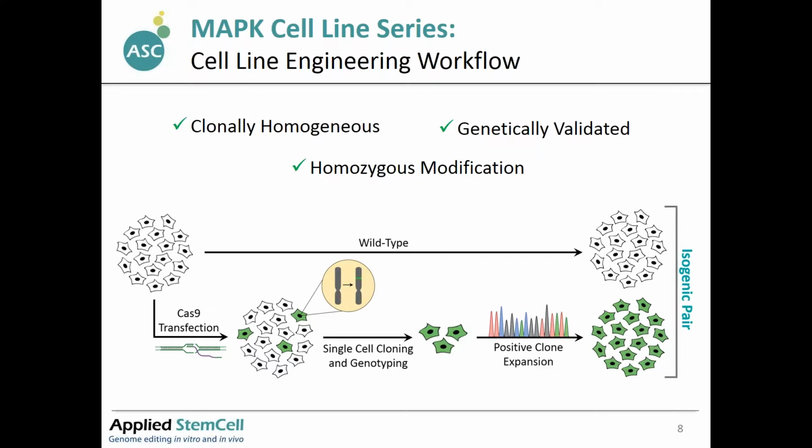We can then pair this with a parental cell line to generate an isogenic pair, either for assay development or for screening applications using the parental cell lines. One thing I want to point out is that because we're using the Cas9 platform, we're able to get homozygous mutation of the genetic modification that you want to introduce into the cell line.